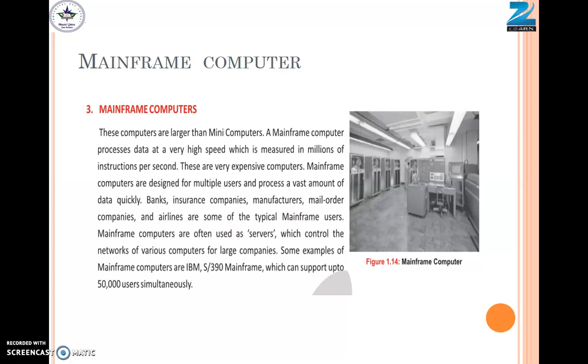So where is it used? Banks, insurance companies, manufacturers, mail order companies, and airlines are some of the typical mainframe users. As a server, they are using it. Mainframe computers are often used as servers, which control the networks of various computers for large companies. Some examples of mainframe computers are the IBM S/390 mainframe, which can support up to 50,000 users simultaneously.